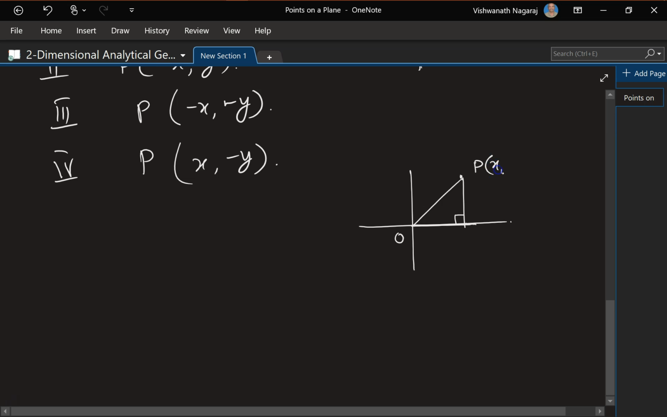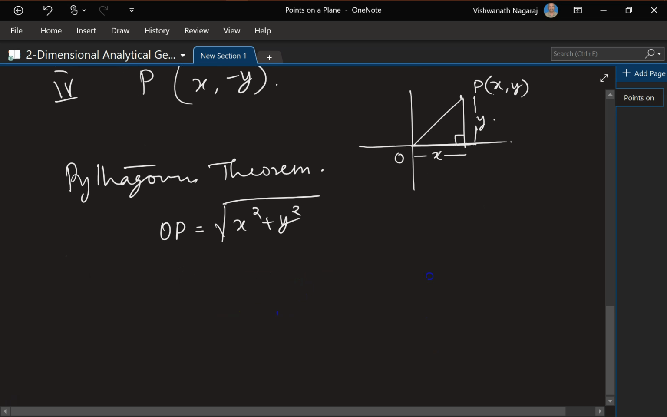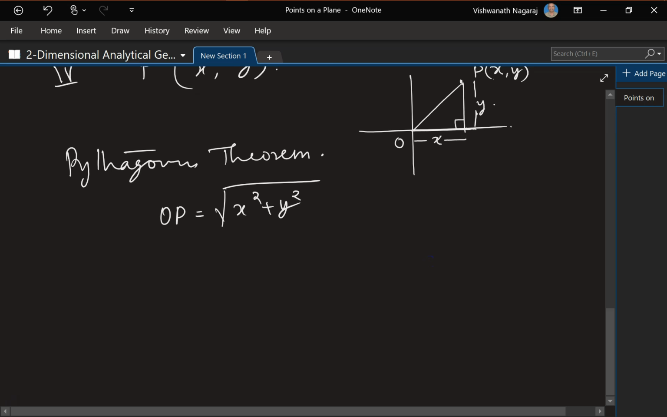Now the coordinates of this point are x1, y1, let's say, or since there are no other points involved, we can just say x comma y. So this distance is x and this distance is y. By Pythagoras theorem, what do we have? We have OP is equal to the square root of x square plus y square.